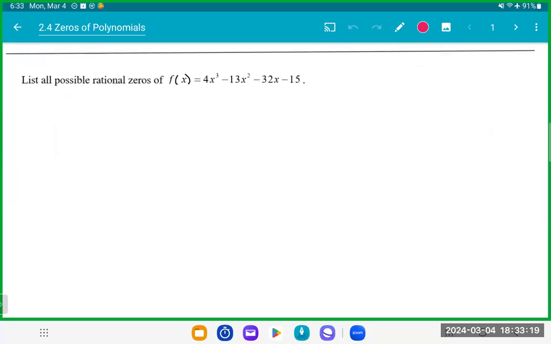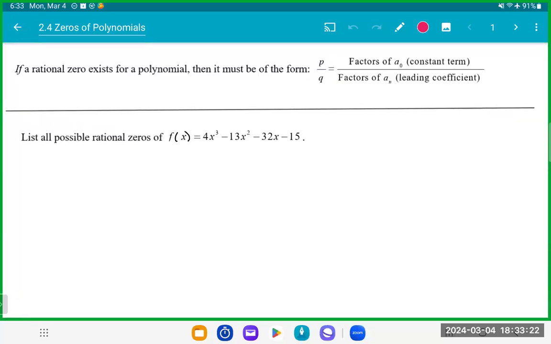Okay, so let's just look at that in action. Again, we'll look at this right here. We want to look at all the factors of our constant term. Our constant term here is negative 15. So we want to look at all the factors of negative 15, and divide that by all of the factors of our leading coefficient, which would be the factors of 4. Let me write the word "of" with each of these: factors of negative 15 and the factors of 4.